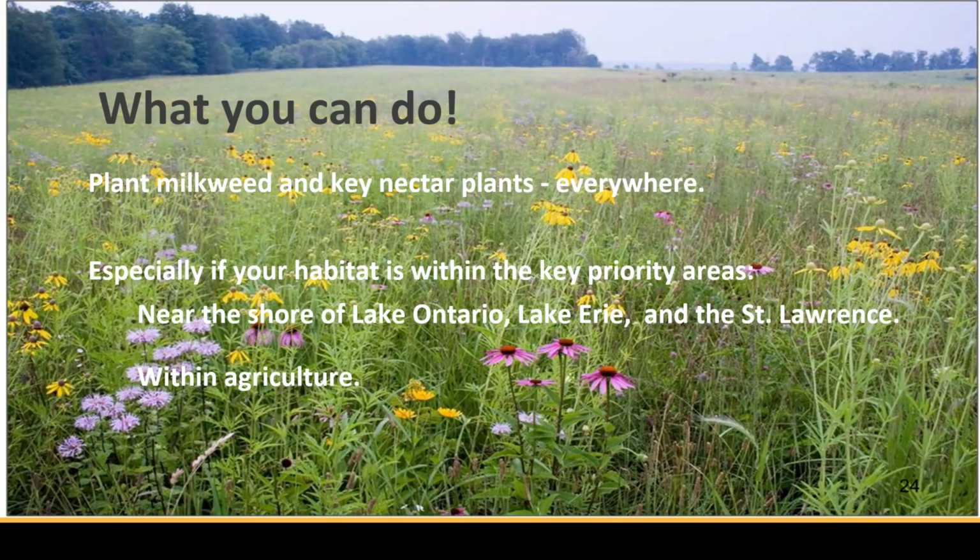Another vital characteristic of patches and habitat corridors is the absence of pesticide use. We often say that monarchs, like all pollinators, need good, clean habitat, and lots of it. This goal is achievable if we all work together and do our part. What you can do: plant milkweed and key nectar plants everywhere, especially if your habitat is within key priority areas, which are near the shores of Lake Ontario, Lake Erie, and along the St. Lawrence, and within agriculture.